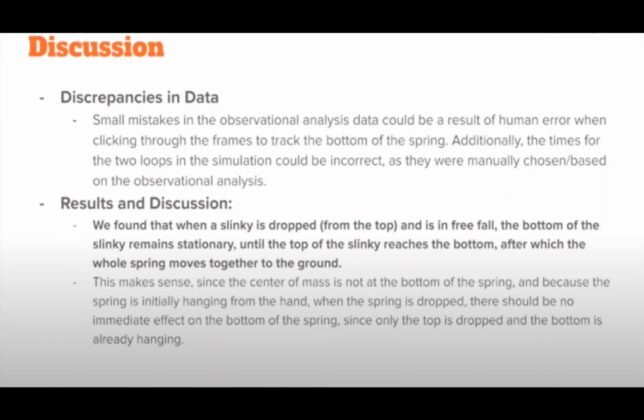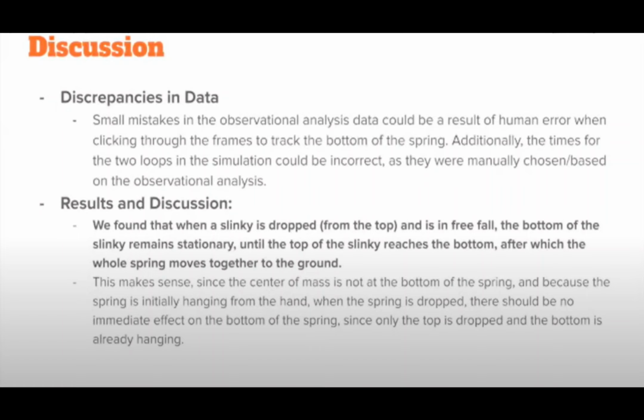Now, discrepancies in the data are one part that I like to bring up. Small mistakes in observational analysis data could result in human error when clicking through the frames to track the bottom of the spring. Additionally, the times for the two loops in the simulation could be incorrect as they were manually chosen based on observational analysis.